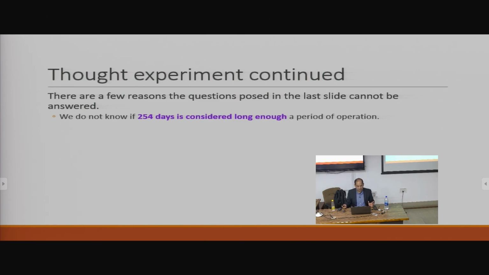First, we don't know if 254 days is considered a long enough period of operation, okay? For some things, it could be considered great, 254 days, that's a long time. We haven't defined what the failure of the Venturi means. It failed. What does that even mean? Okay, what are the different ways it can fail?